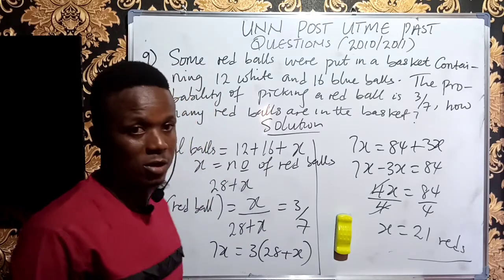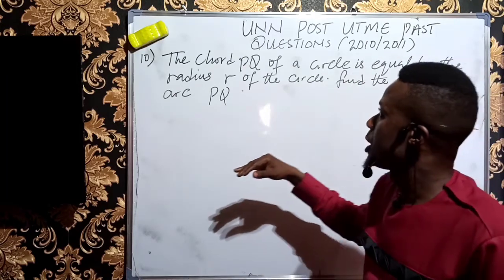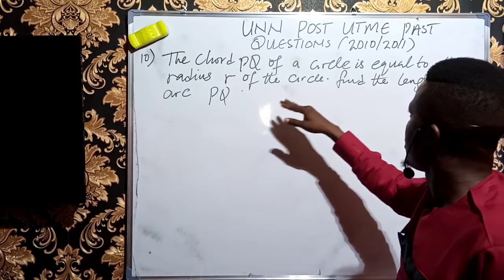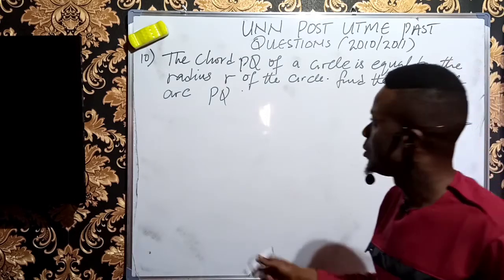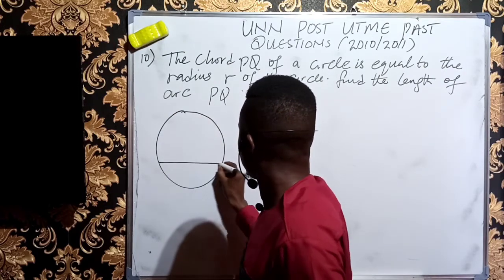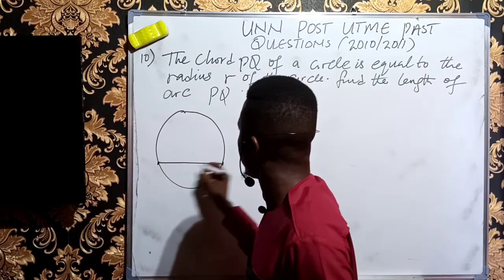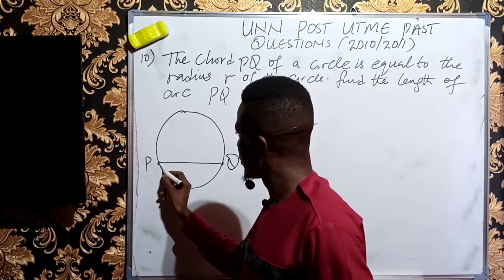Let us take the last question. Finally, let's summarize with this question, which says that the chord PQ of a circle is equal to the radius r of the circle. Find the length of arc PQ. Look at a circle here, and this is a chord. A chord is a line joining 2 points of the circumference of a circle together, and they say that the chord is PQ. This chord will help us to get the arc.